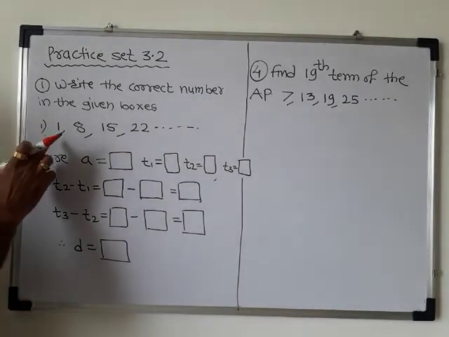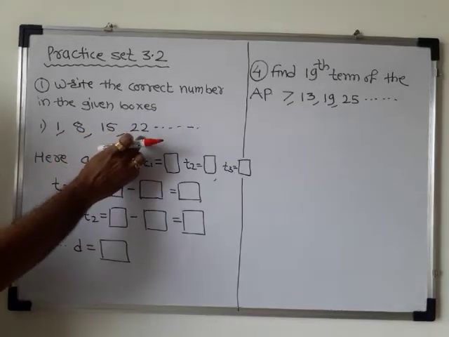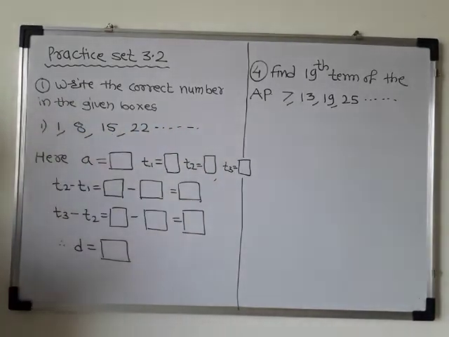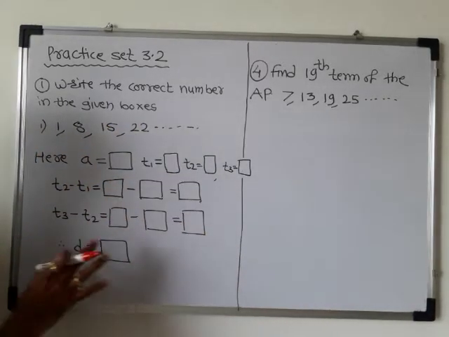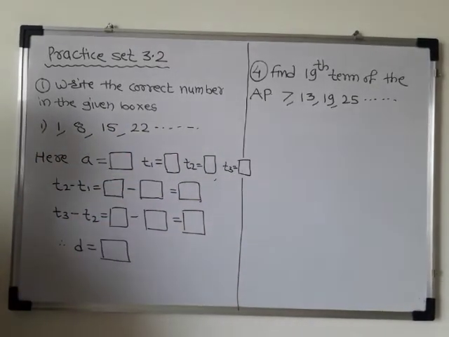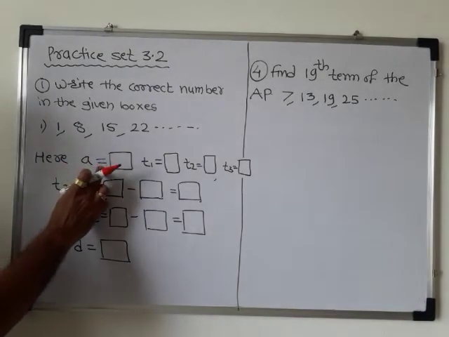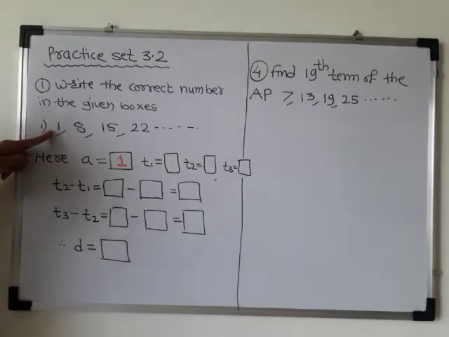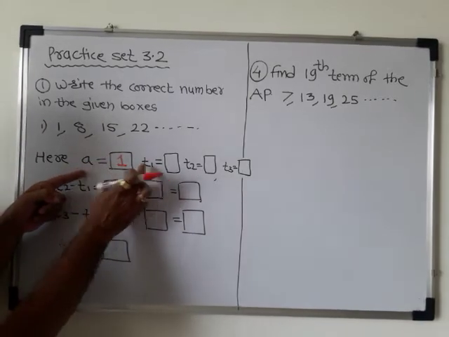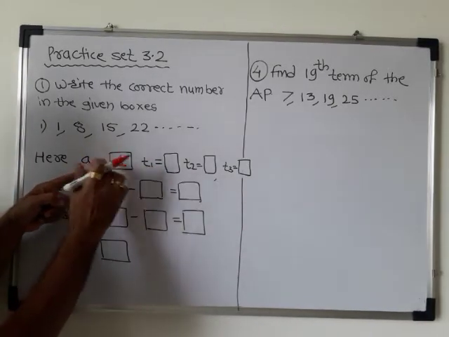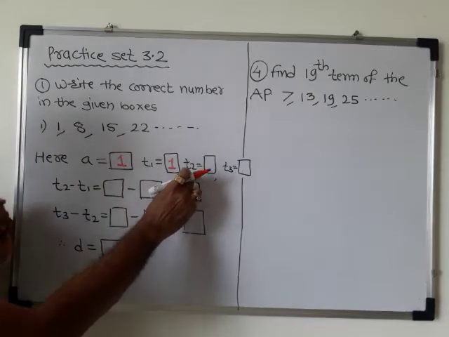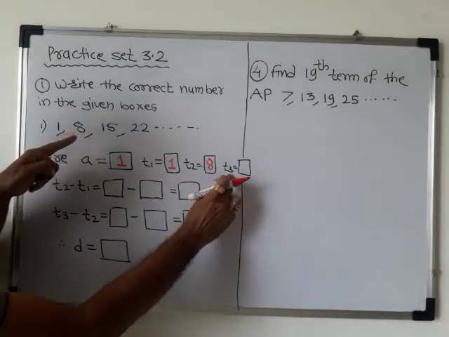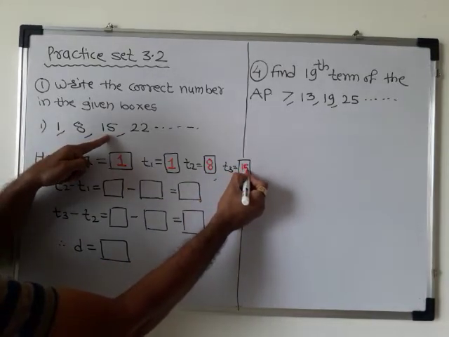See, 1, 8, 15, 22, dot dot dot. This is the arithmetic progression which is given and you have to answer the boxes. You have to fill the correct answer in that particular box. Now see here a is equal to, a means first term, that is 1. Second, T1. Meaning of T1 and a is same. T1 means a, that is first term again. T2 means second term, 8. T3 means third term, that is 15.